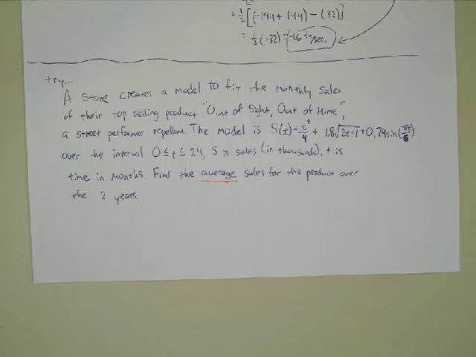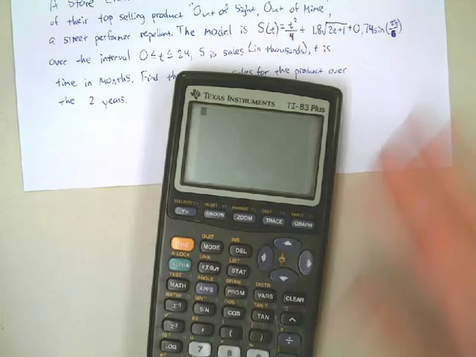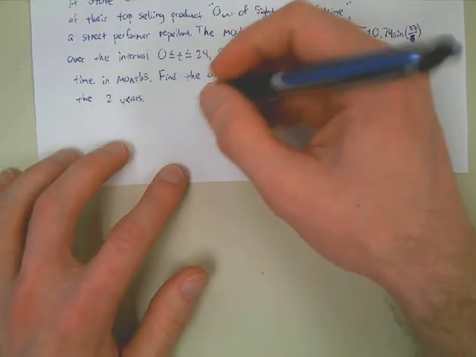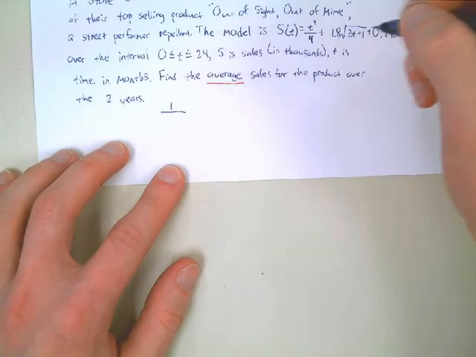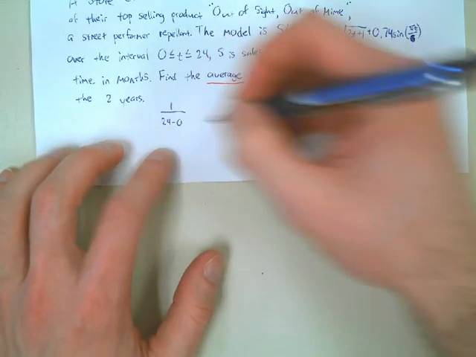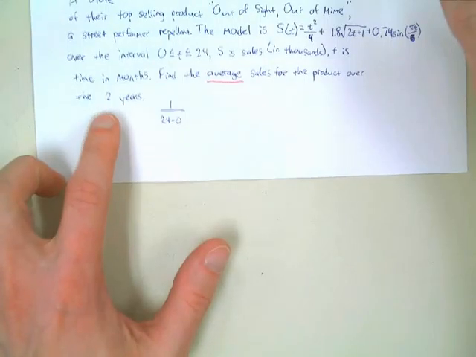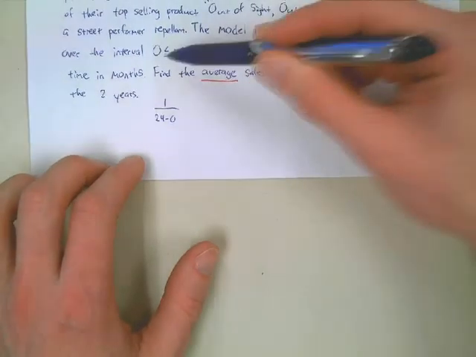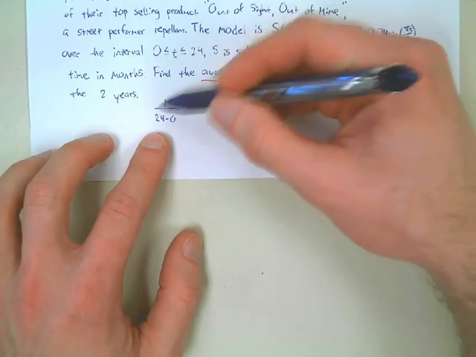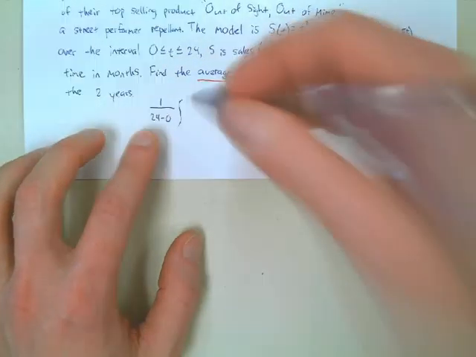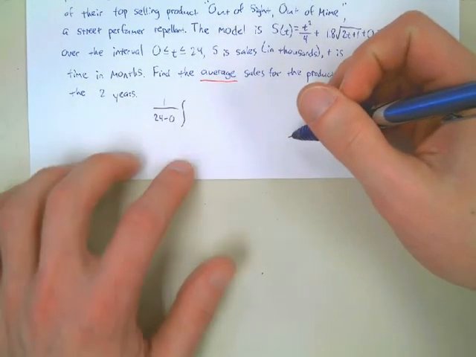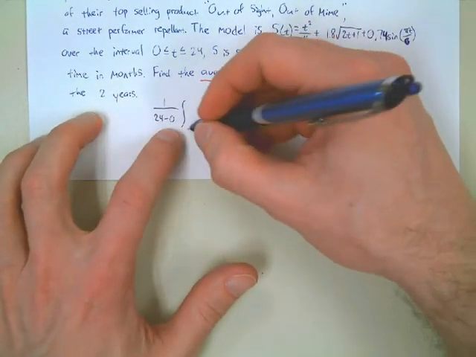Okay, so here's what we should have for our setup: 1 over 24 minus 0. You might say to me, Mr. Whitmire, you said the first 2 years. I did say 2 years, but unfortunately we are given t in terms of months. 24 months is 2 years, so we keep it in months, because that's what our variable t is in terms of. So we do 1 over 24 minus 0, integral from 0 to 24 of our crazy s of t function.